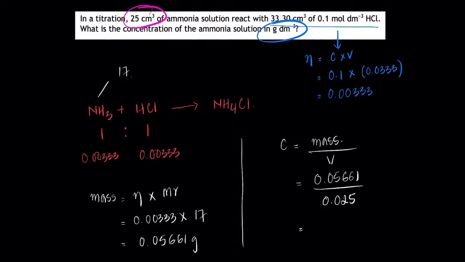Divide this by 0.025. That gives 2.26 grams per decimeter cube. It was 2.2644, I rounded off. Actually, let me check. Yeah, I think it's correctly rounded off to 3 significant figures.